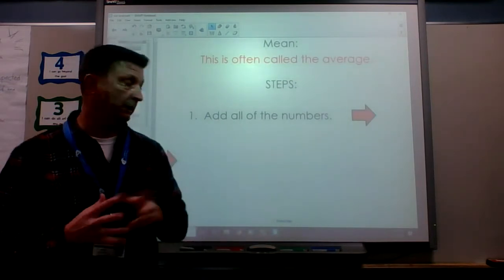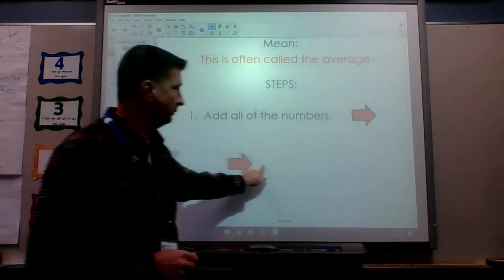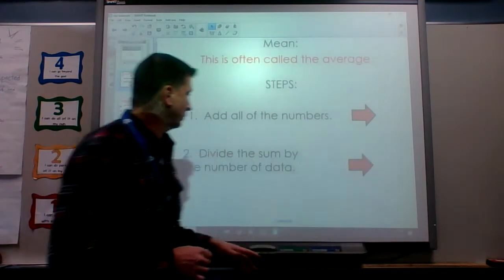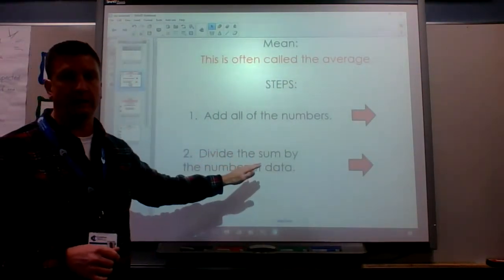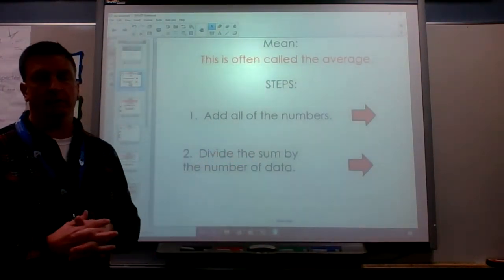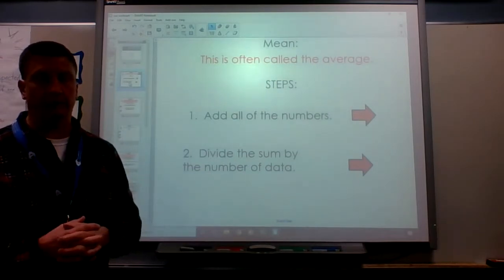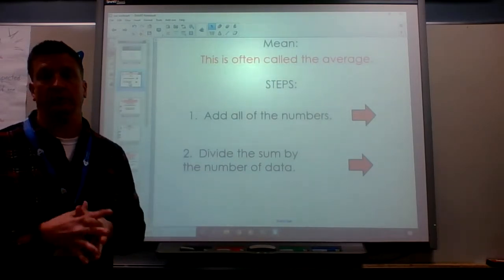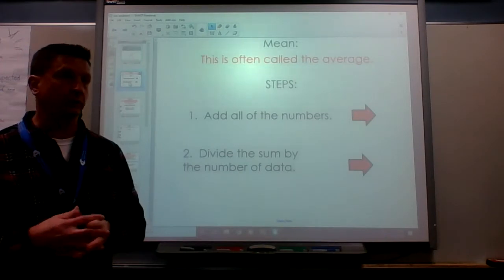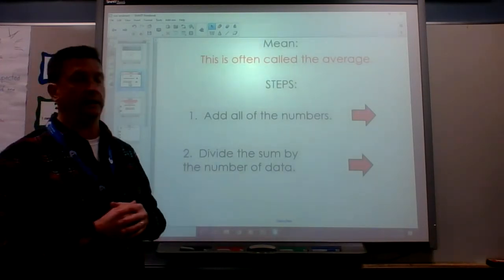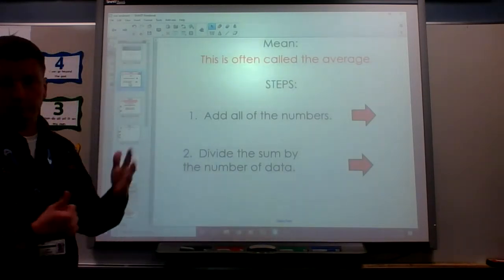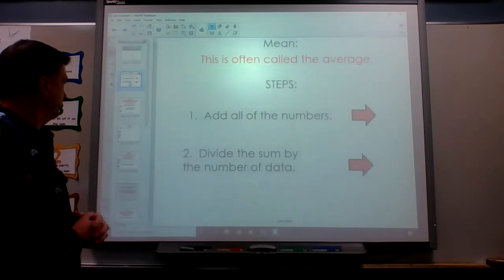Whatever that total is, the second step, you're going to divide that total by the number of pieces of data. So if you have a set of 6 numbers, you're going to be dividing by 6. If there's 3 numbers in your set, you're going to be dividing by 3. So that's a quick review of the mean.